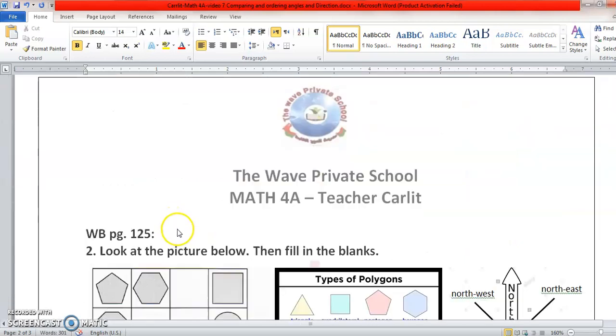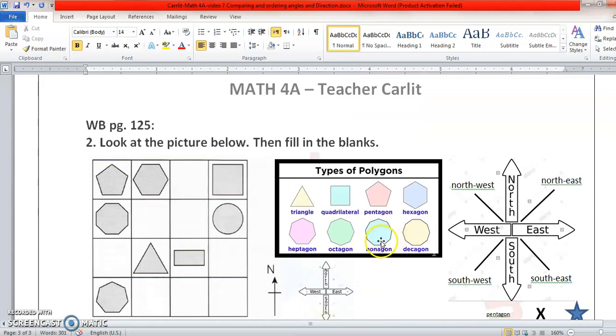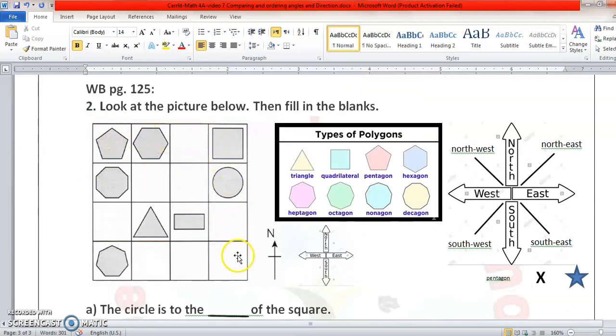Now let's go to workbook page 125, question 2. Look at the picture below, then fill in the blanks. This is the question in your book. And before we answer the question, let's have a revision about the types of polygon.